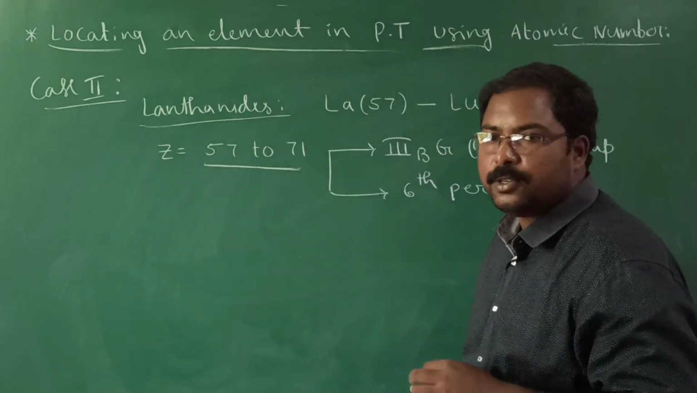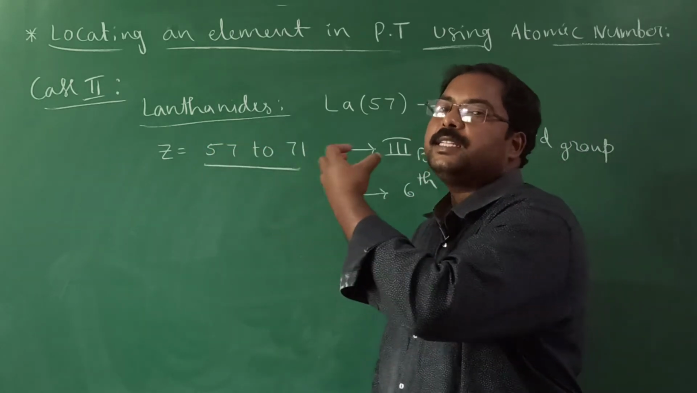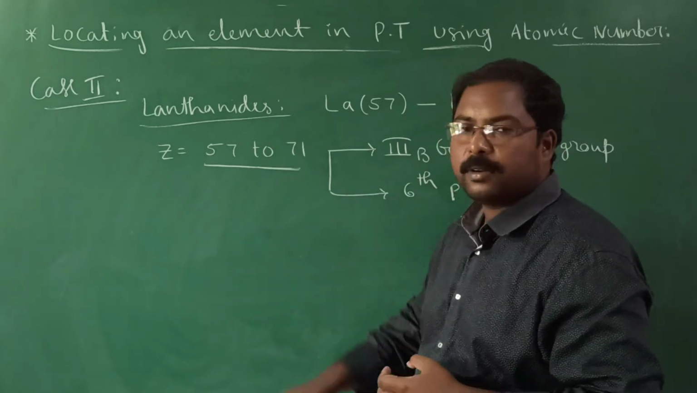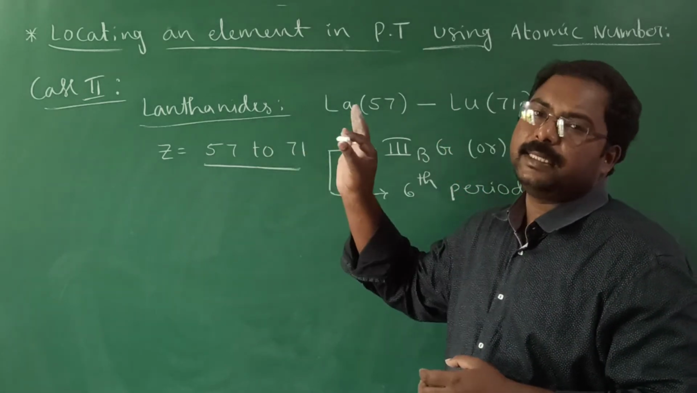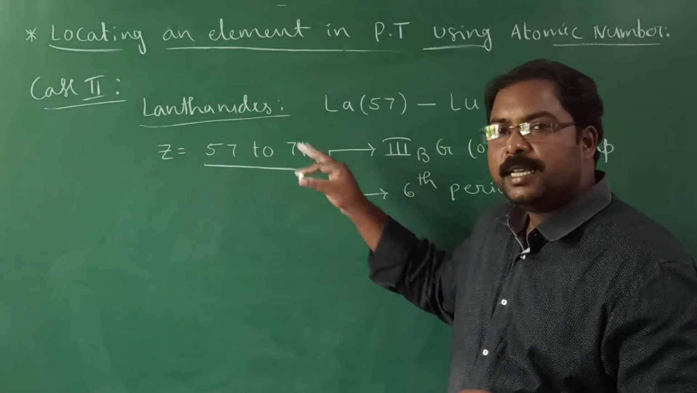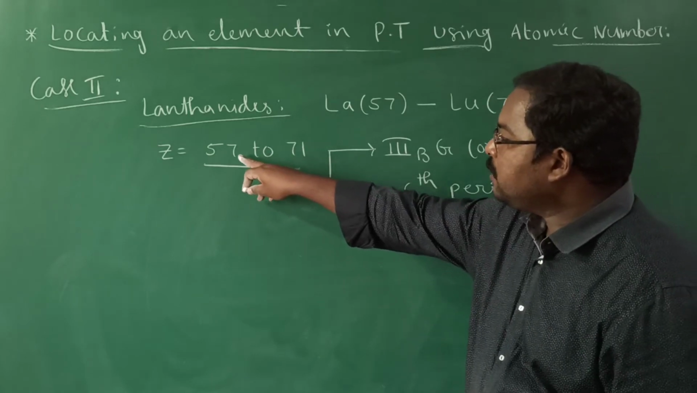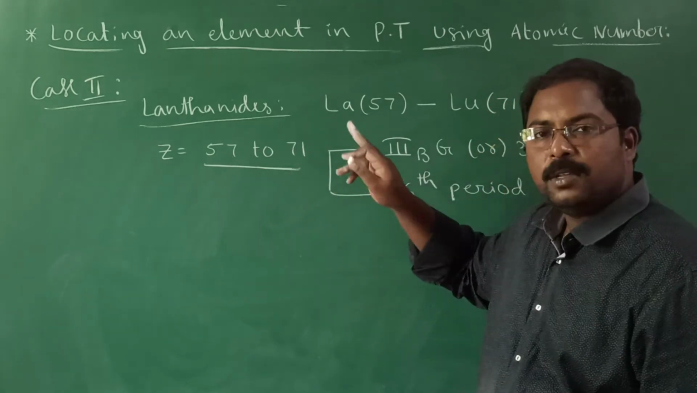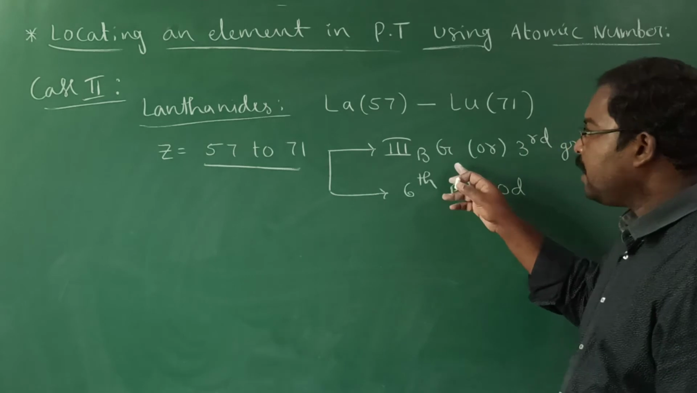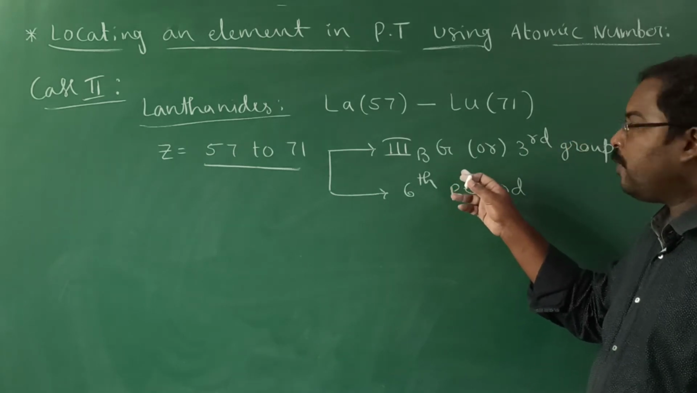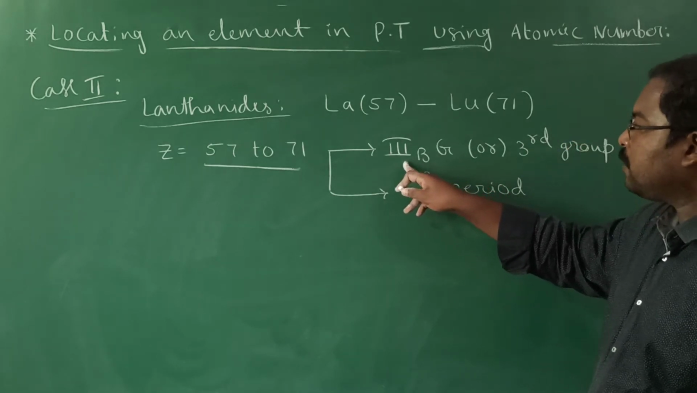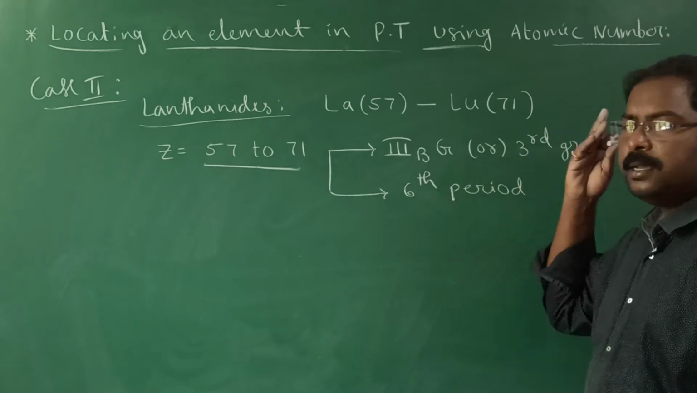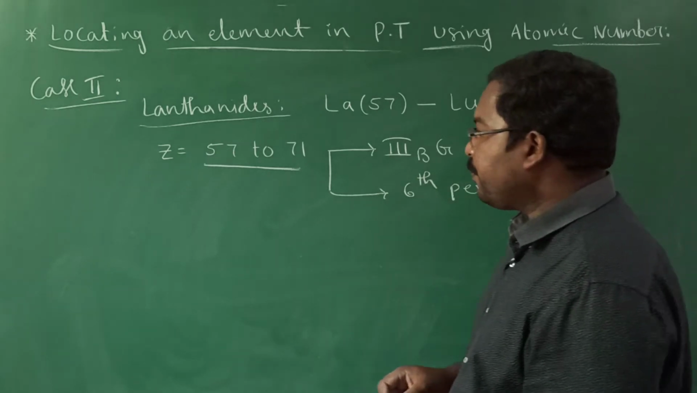So if they ask you the location of an element with atomic number 64, no trick, nothing is needed. Simply, 64 falls between 57 to 71. So what do we have to follow? Simply, it belongs to the third B group or third group, sixth period.